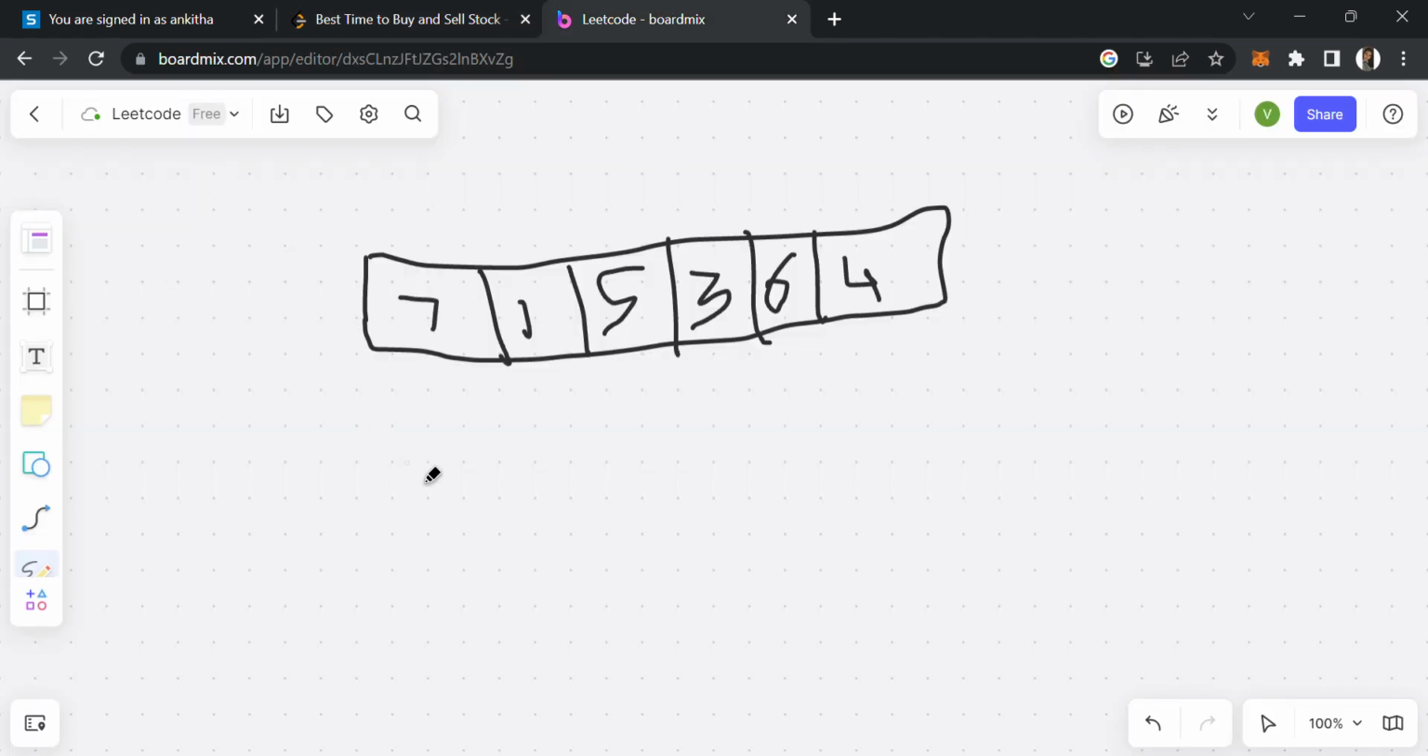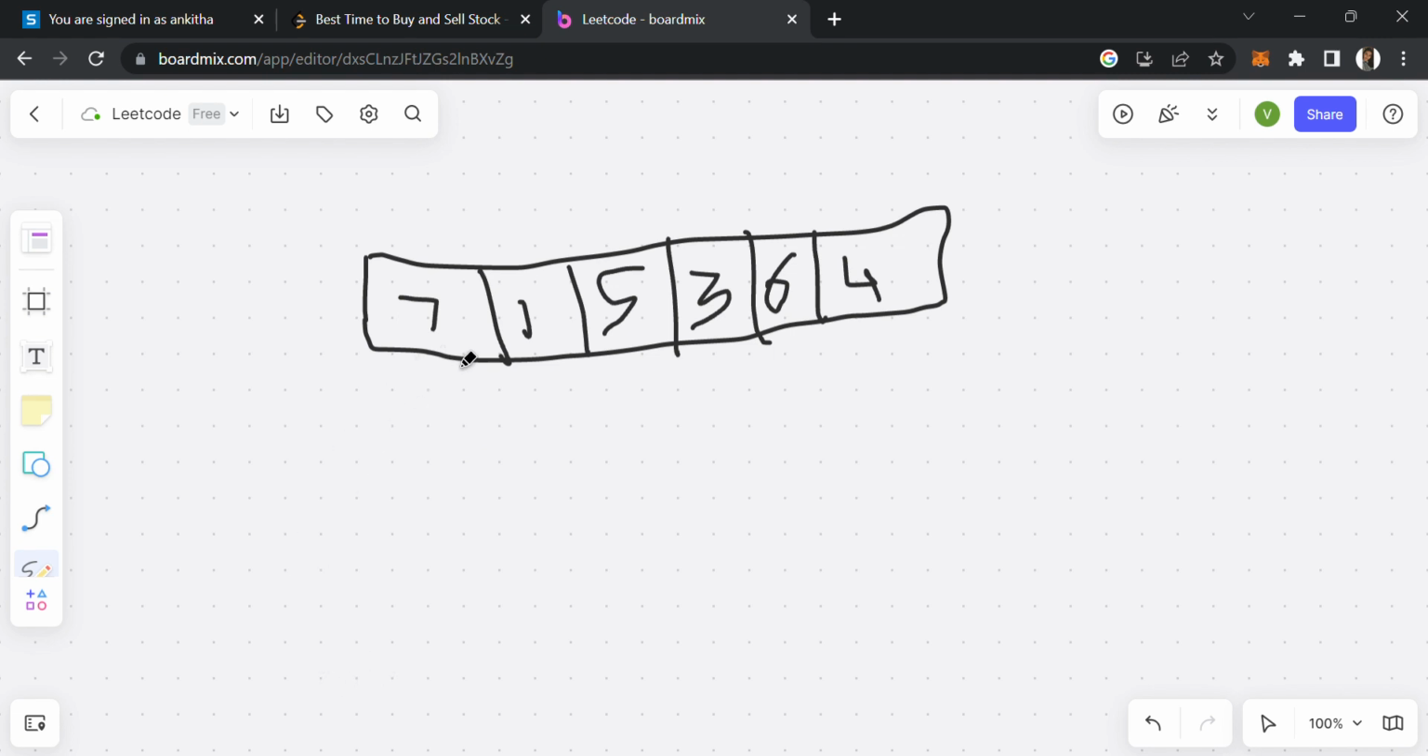The problem they have told here is that these numbers are the prices of a stock on the first, second, third, fourth, fifth and sixth day respectively. You have to find a day on which you will buy the stock and sell it on a day in the future, so that you'll be able to achieve the maximum profit possible. So what shall we do?